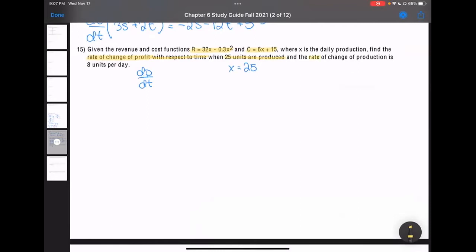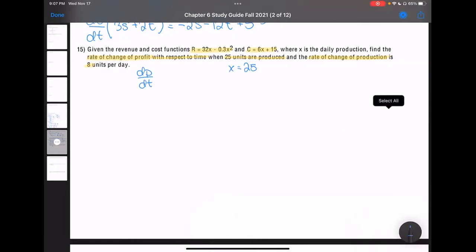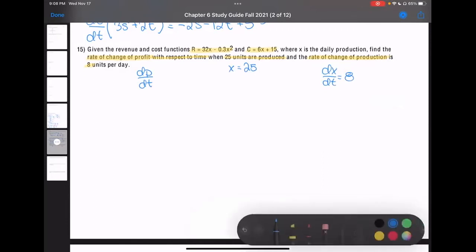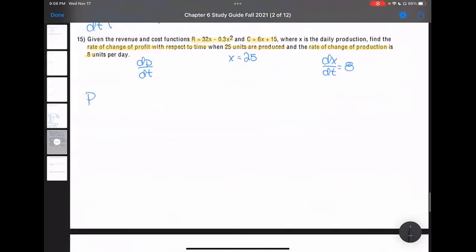So the rate of change of production is 8 units per day, which in short means, so what is production? Production is x, the daily production. So this is dx/dt equals 8 units per day, UPD. Okay, so we have our three pieces there. We have our revenue and cost function. We know that the profit function equals revenue minus cost. So we'll just start plugging stuff in.